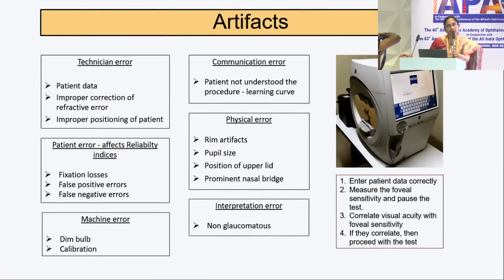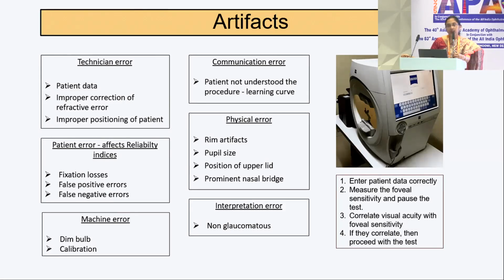So artifacts, as I said, can be due to errors during the performance of the test. So we can divide these errors into these main topics. So there can be an error by the technician while performing the test. If there is a mistake or wrong data entry of the patient's data, improper correction of the refractive error or improper positioning of the patient, this can lead to some errors.